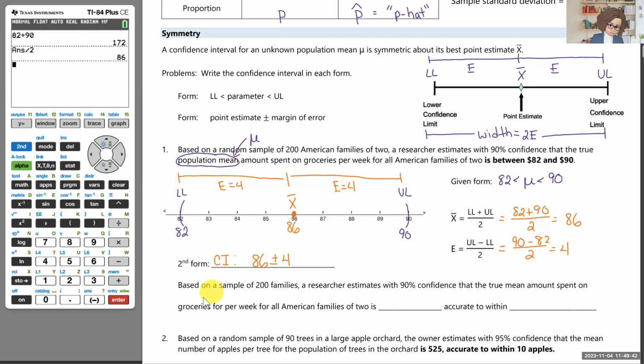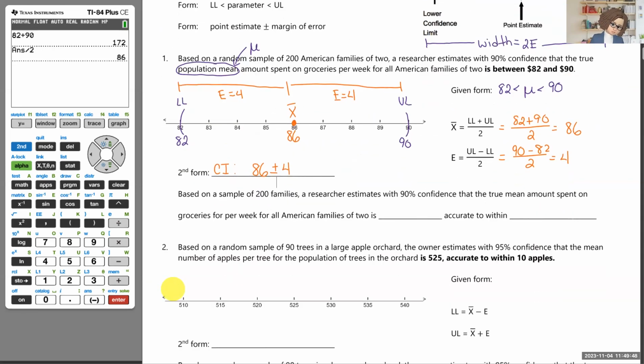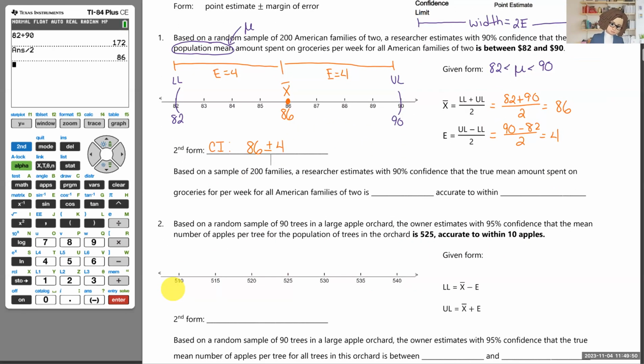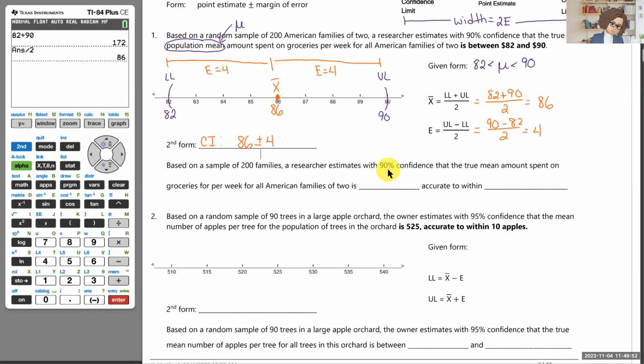All right, so second way they could have released the findings of this study is to say based on a sample of 200 families, a researcher estimates with 90% confidence that the true mean amount spent on groceries per week for all American families of 2 is, so instead of saying between, we're saying we think it is.